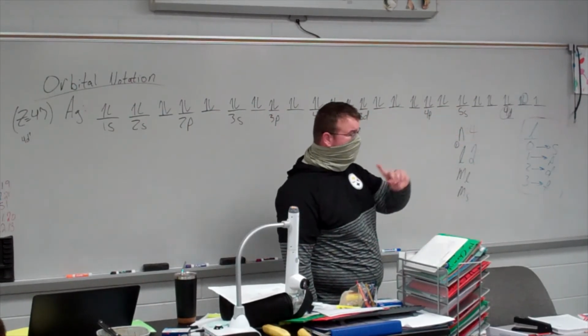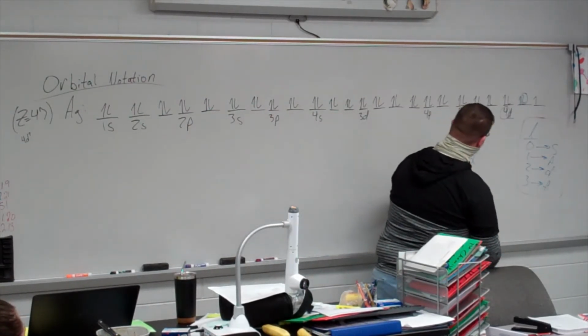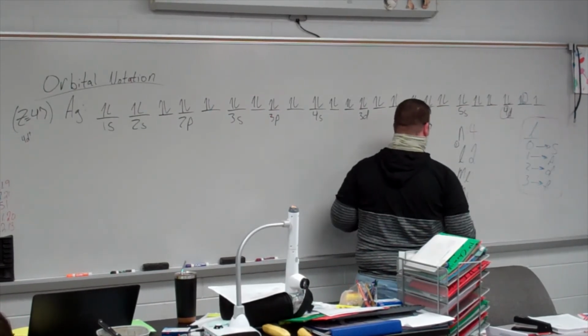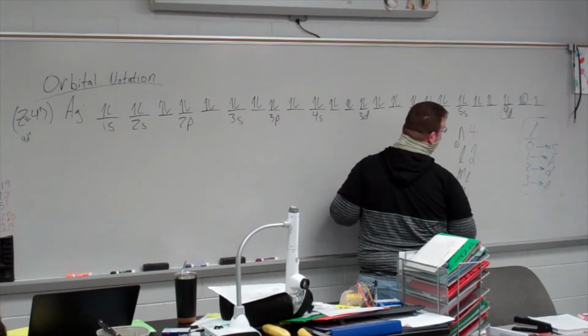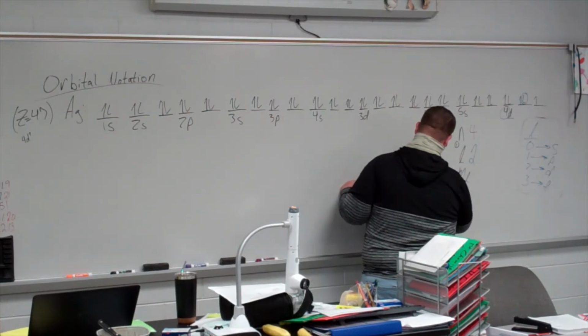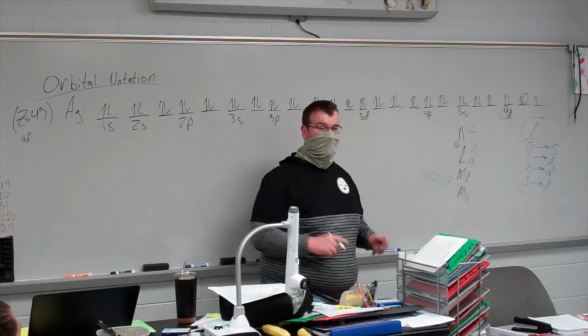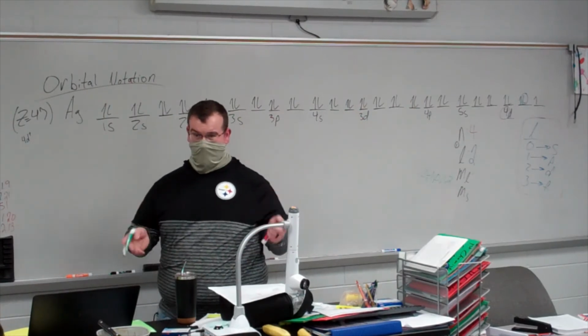So my question to you, what is the range for M sub L if L is 2? For M sub L, if L is 2, it's negative 2, negative 1, 0, 1, and 2. Oh, so you have to do that rule that you gave. Guess what this is? It tells you the orientation of the orbitals.